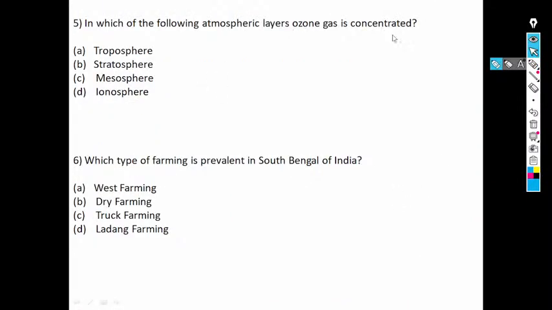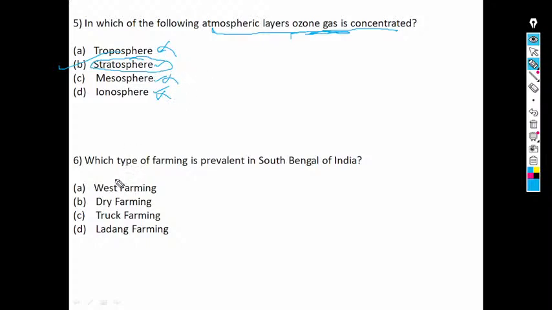Next, in which of the following atmospheric layers is ozone gas concentrated mainly? Troposphere, stratosphere, mesosphere, and ionosphere. Ozone gas is mainly concentrated particularly in the stratosphere. It's not the mesosphere, not the ionosphere, not the troposphere either.